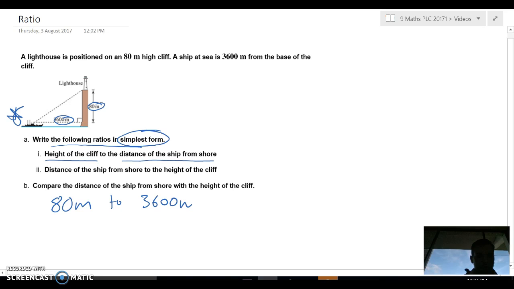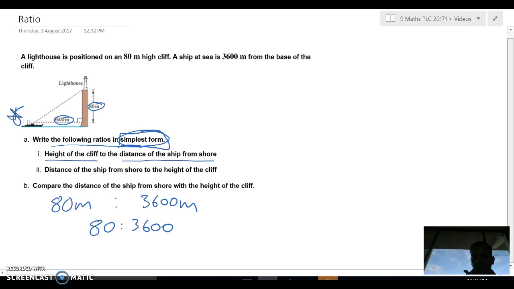3,600. Now when we write a ratio, rather than writing the 2, we put a semicolon in there. Now because we've got the same units, we can just leave the question as is. So it's going to be 80 to 3,600. So that's our ratio. But the second part of the question, really important that we come back to this, is that we're asked to provide it in the simplest form.